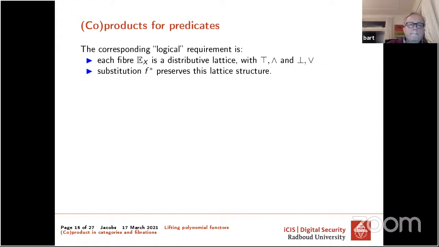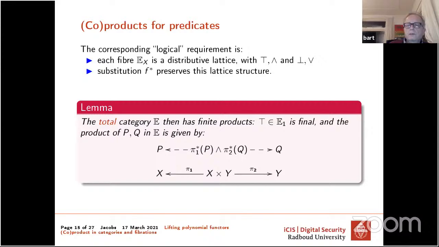So here it is, what I was just saying. Interestingly, I require the structure to exist in the fibers. But then there's an easy result that says that even if I have this only in the fibers, on the total category of predicates I can define products. I can construct them in the following way.